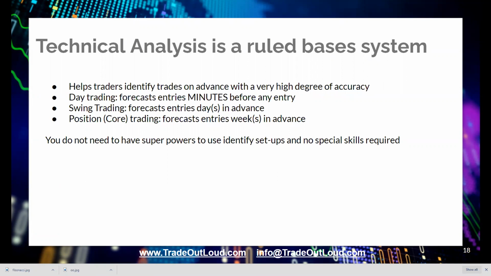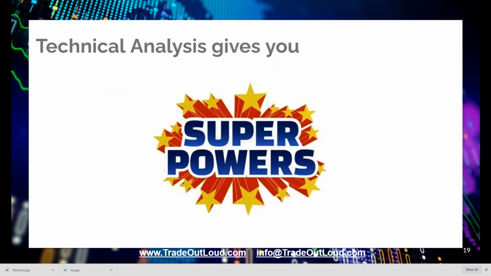The other thing is in swing trading. I love swing trading. I absolutely love swing trading. I have been doing it for over 20 years, and I would not do anything else. In swing trading, you can forecast entries days in advance. In position and core trading, you forecast entries weeks in advance. So this is awesome. You do not have to have superpowers to identify setups, and no special skills are required. You just need education, a really good, solid technical analysis skill set in order to determine this. So yes, technical analysis is going to provide you with superpowers.